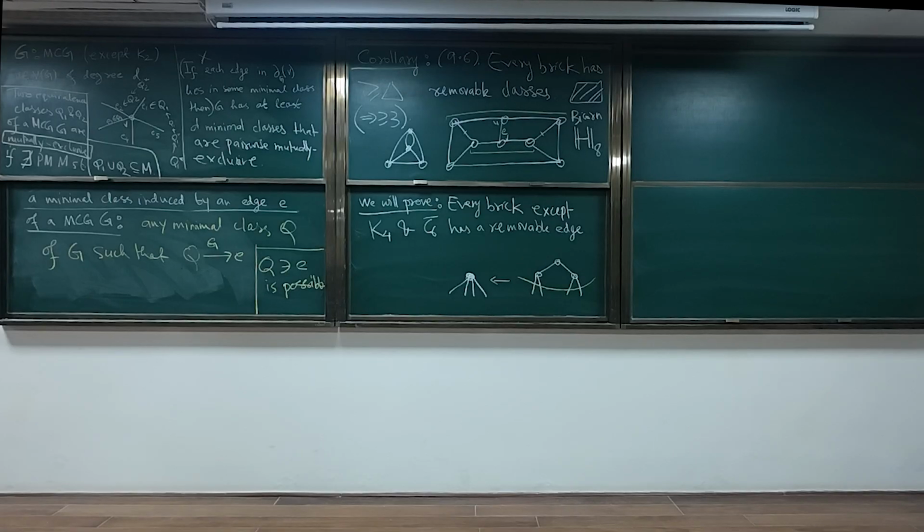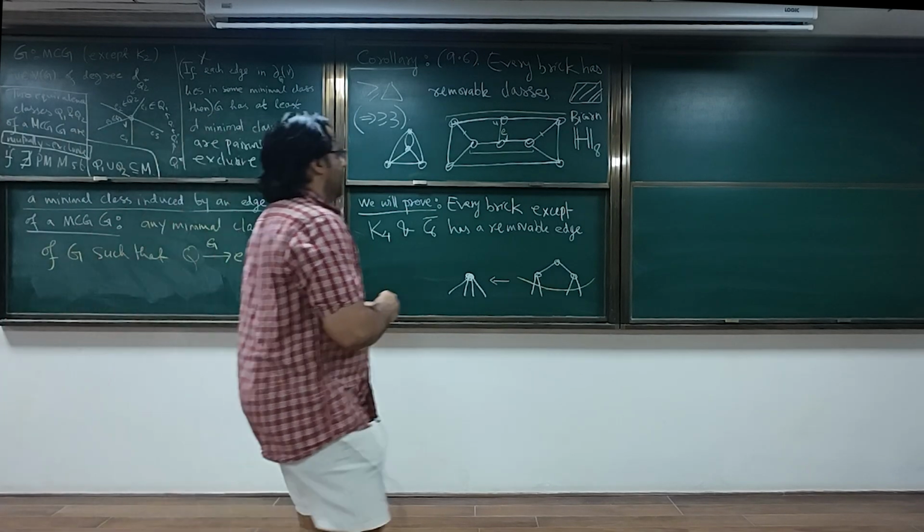So the question is, can I actually have delta pairwise mutually exclusive removable doubletons in a brick? Yes, K4 and prism. Turns out only. Nobody else. That is what we'll prove.